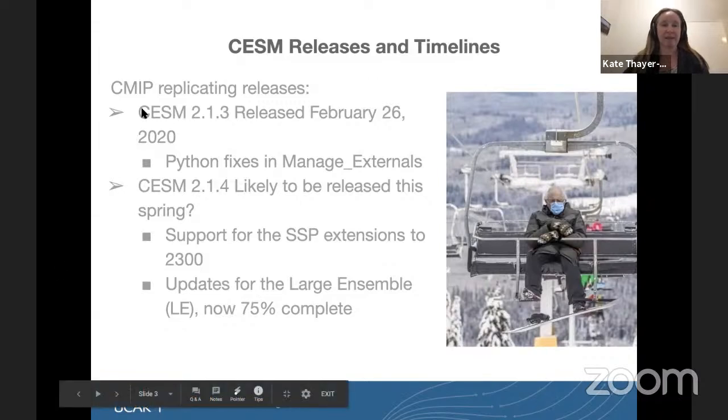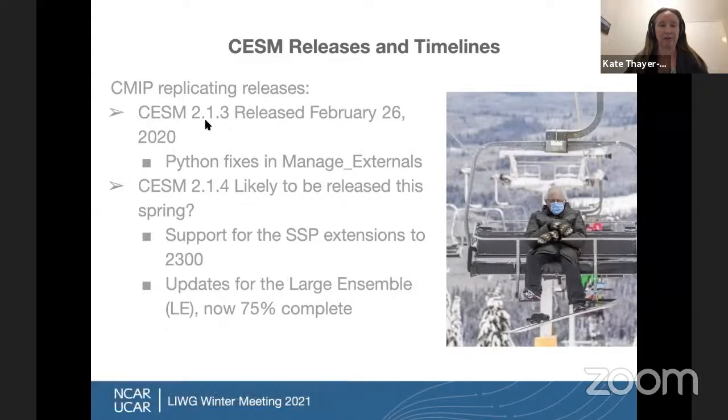The CMIP replicating series of releases are the CESM 2.1 series of model releases. Since the last winter meeting, CESM 2.1.3 was released, in late February last year, and all that included was some Python fixes to manage externals. Since then, we've been working on the CESM 2.1.4 release, which I think is likely to be released this spring. We've had several release candidates and we're getting very close to what will be in that model.